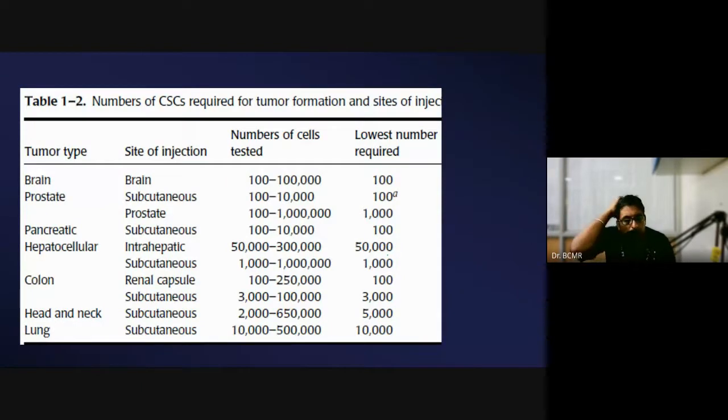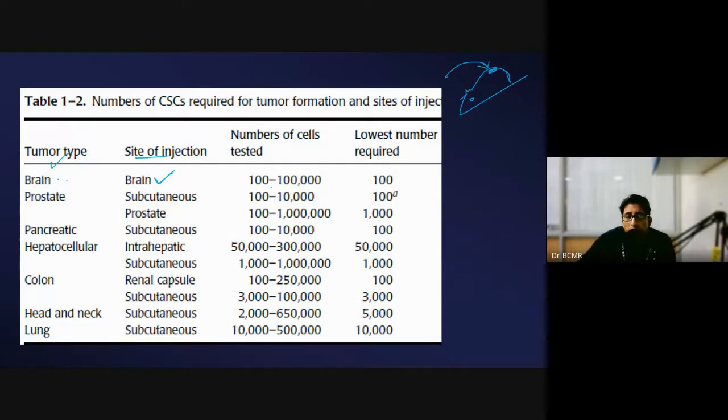Here is a table that I want you to understand well. What you need to know is the tumor type, where it is isolated from, and the injection site, where exactly we put it in the mouse. So different cancers can proliferate well in different sites of the body. So brain ones, if they are in the brain, they can grow well.